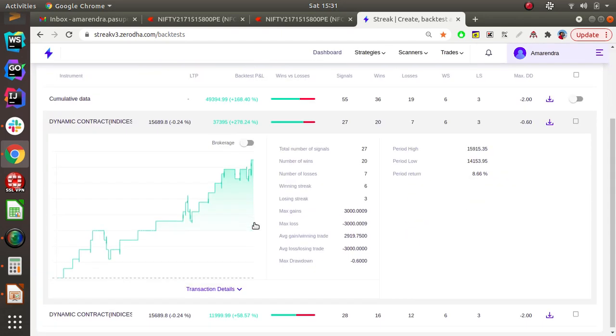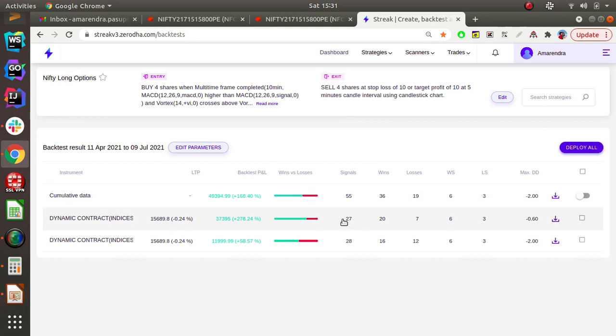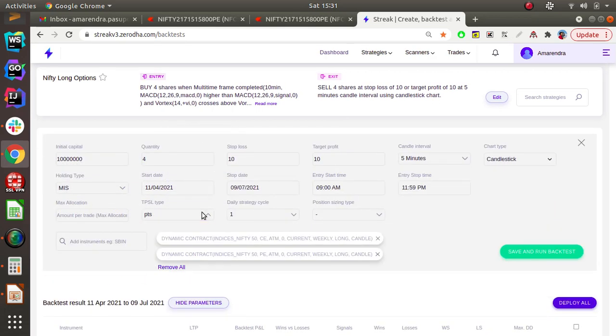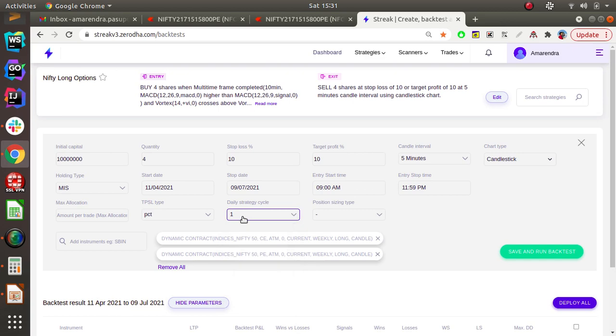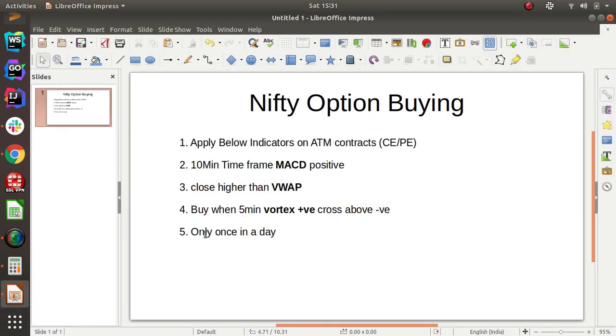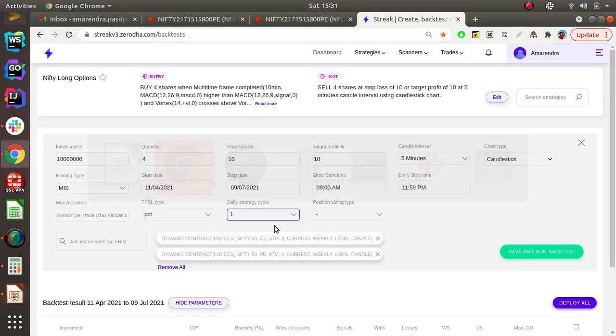So you can see here profit 3,000, loss 3,000. I gave 1 is to 1. Out of 27, 20 calls are successes. You can see the winning rate and all these things here. Try it out. Mostly I'll use normal points or percentage in both; it depends. Here I also gave the strategy as one cycle, because as we discussed in the algorithm, we are going to use it only once in a day.